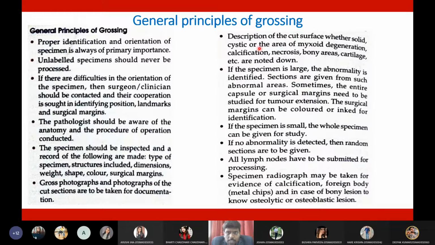Then we must cut the specimen. After cutting the specimen, we need to describe the cut surface of the specimen. Is it solid? Is it cystic? Is it myxoid? Is it degenerated? Is it calcified? Is it necrosed? Is it bony? Is it cartilaginous? You need to write the description of the cut surface of the specimen.